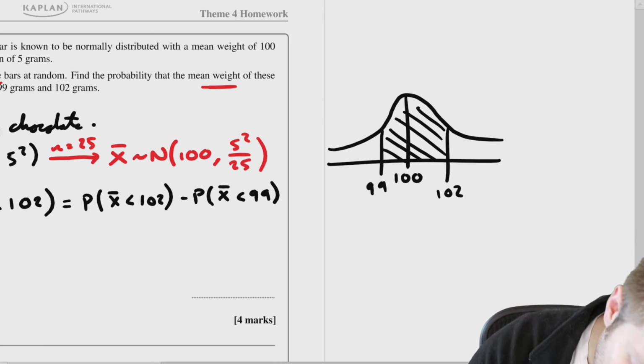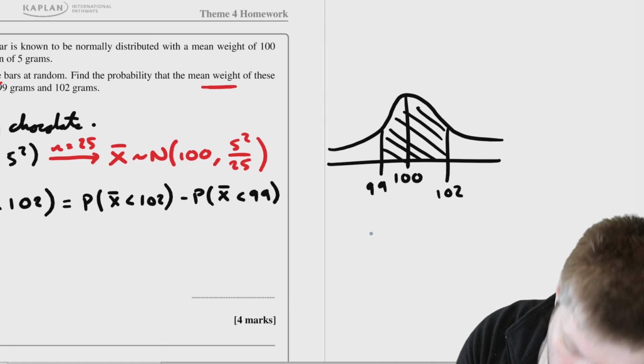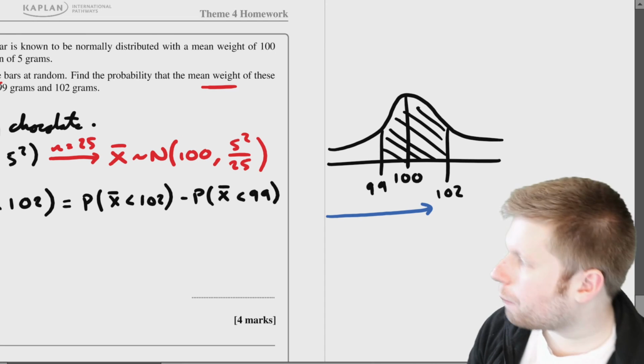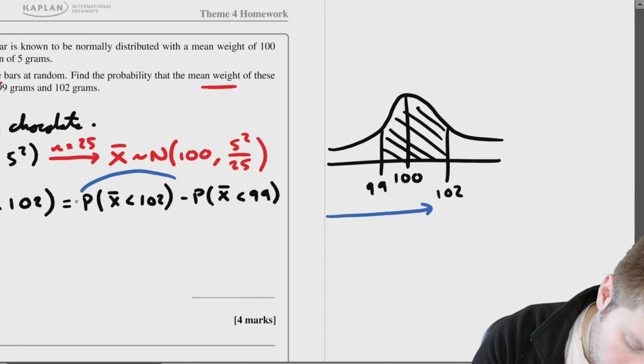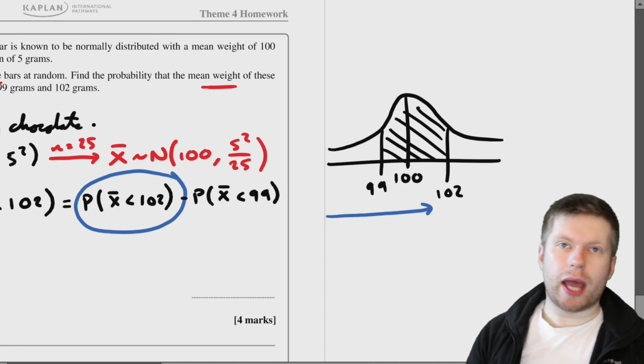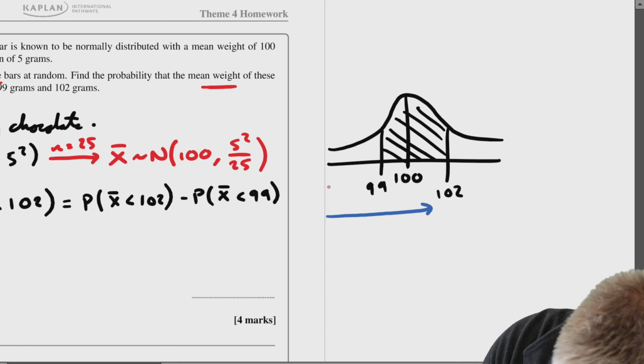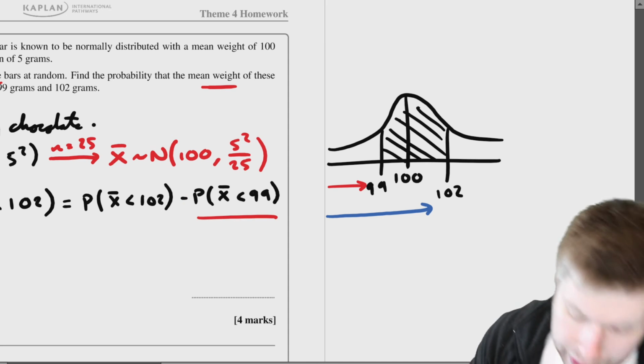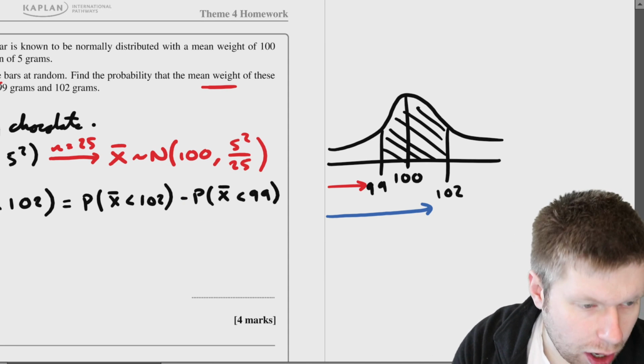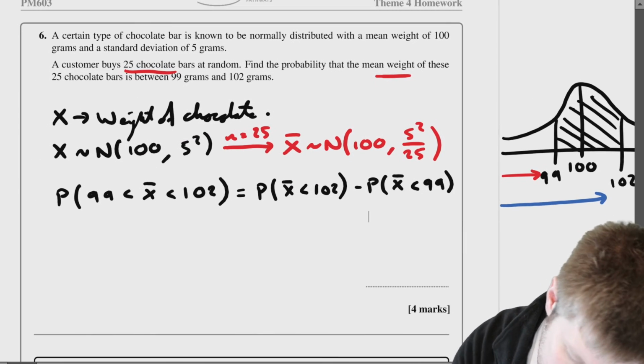Because I know my tables are cumulative, I'm first of all going to look for the probability up to 102, so X bar less than 102. Then I'm going to take away the probability I don't want, the probability up to 99. And that should give me the probability that I'm after. Okay, so let's look at this.